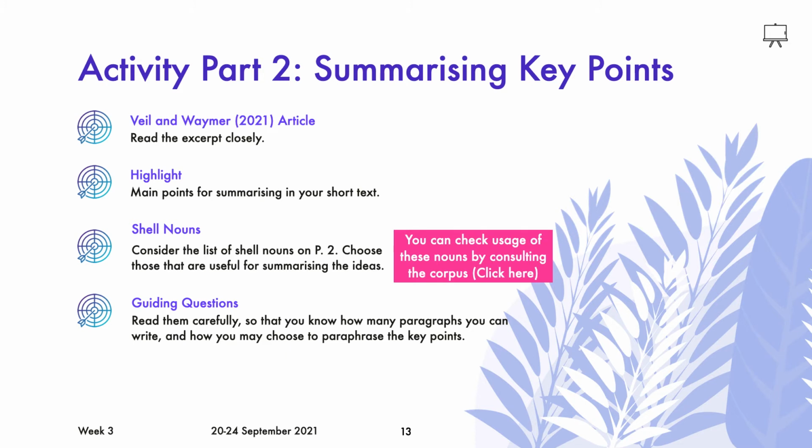So you may want to read them carefully so that you know how many paragraphs you can write and how you may choose to paraphrase the key points. So very soon we are going to talk about some key techniques for paraphrasing. But first of all, you may want to learn how to summarize ideas with superordinate nouns and shell nouns.